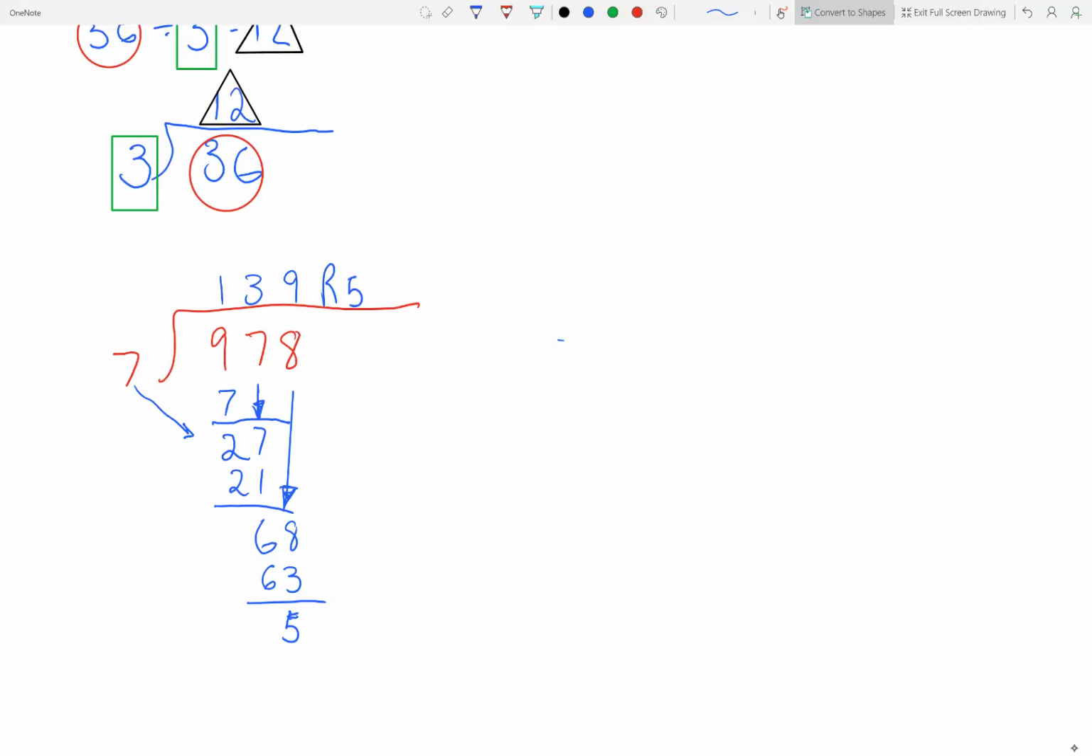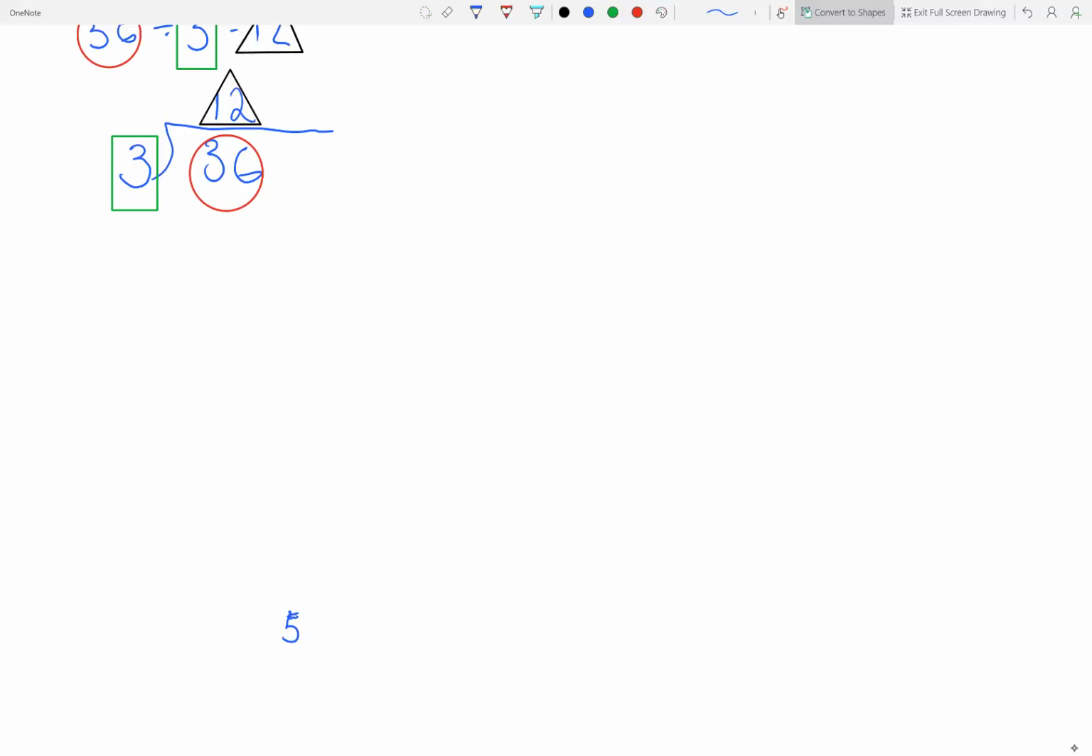I will do one more example, and then we'll move on to using long division to solve problems with decimals.